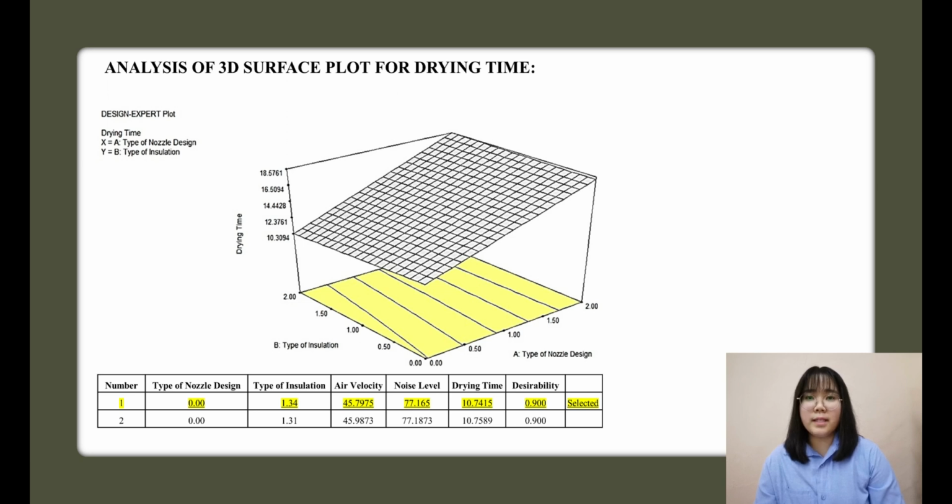This also indicates that the type of nozzle design is the chrome nozzle, while the type of insulation is the pyramid foam. Thus, this can also be considered as the best possible combination of factors that is able to achieve the most desirable output response, which is the minimum drying time at an approximate value of 10.7415 seconds, according to the solution 1 suggested in the table below.